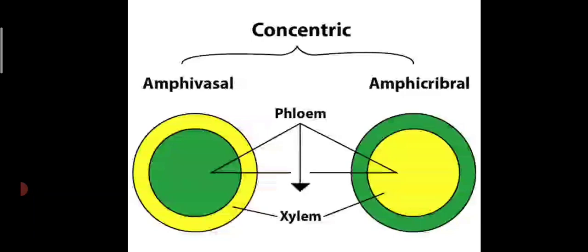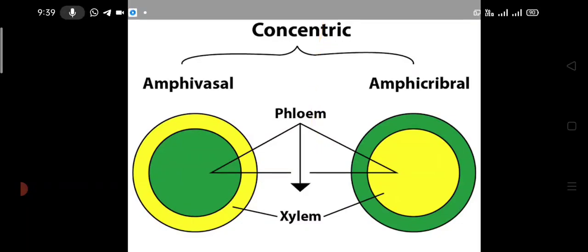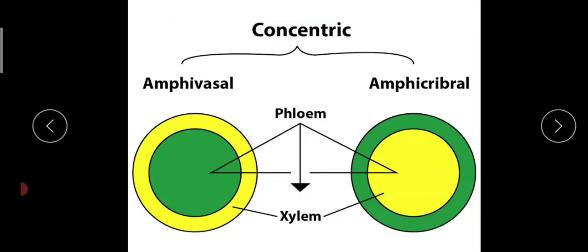First type is that xylem may be arranged in a concentric way. If its arrangement is concentric, that may come in two ways: it may be amphivassal or it can be amphicribal. In amphivassal arrangement, phloem will be on the inner side and this phloem will be surrounded by xylem. That type of arrangement is called amphivassal arrangement, and it is one of the types of concentric arrangement.